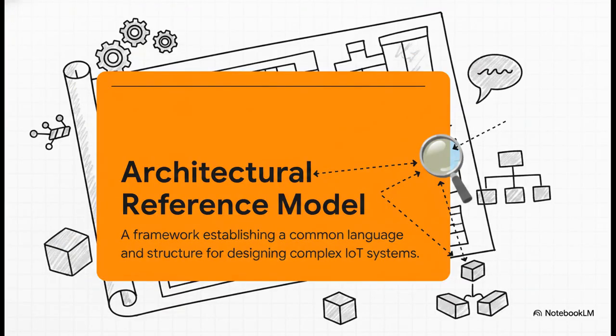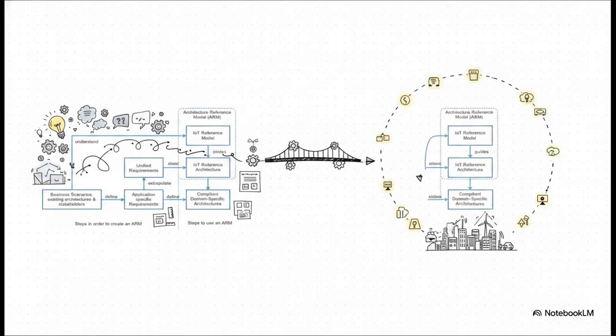In the tech world, this master blueprint has a name. It's called an Architectural Reference Model, or ARM for short. Honestly, you can just think of it as the ultimate instruction manual for the IoT. It sets out the common language, the rules of the road, and the basic structure you need to build any IoT system so it can play nicely with others. And this diagram shows that process perfectly. See, over on the left, you start with the business idea. The architectural reference model, the ARM, acts like a bridge, guiding engineers to turn those abstract ideas into a real, functional, and standardized system that actually works.